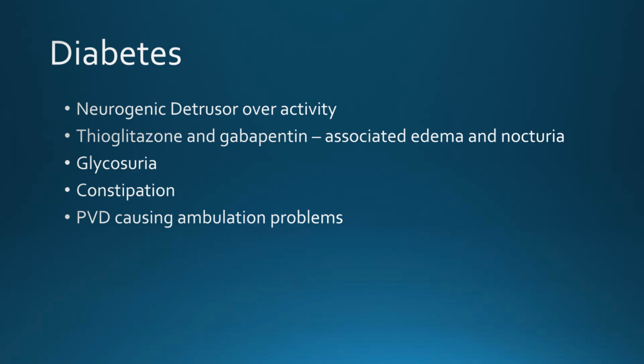Constipation is a big issue, not only for diabetics, but somebody that hasn't had a bowel movement in 3 or 4 days. In this instance, it is called obstipation. That can be associated with a fecal concretion that pushes the bladder over and causes incontinence. Also, peripheral vascular disease, PVD, can cause ambulation problems and will restrict people from getting to the bathroom in time.